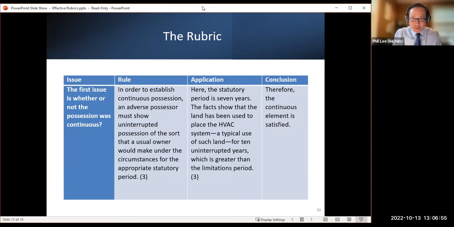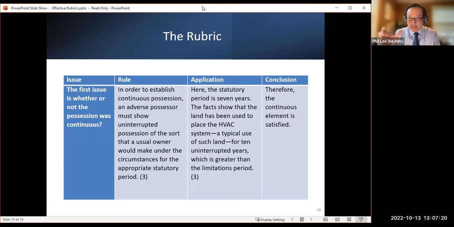The first issue would be the first sub-element in adverse possession. Was possession continuous, right? The rule, if you see those words there, they're identical to my slide. They're identical to what I teach in class. So I'm expecting my students to internalize, to memorize the rule. And this is where in text form, in narrative form, they write the rule.